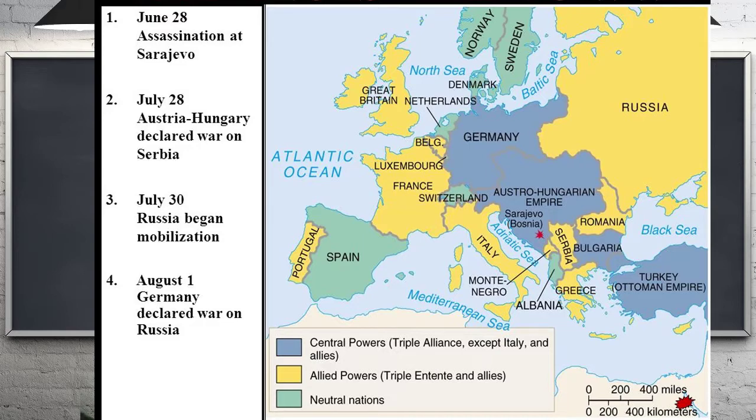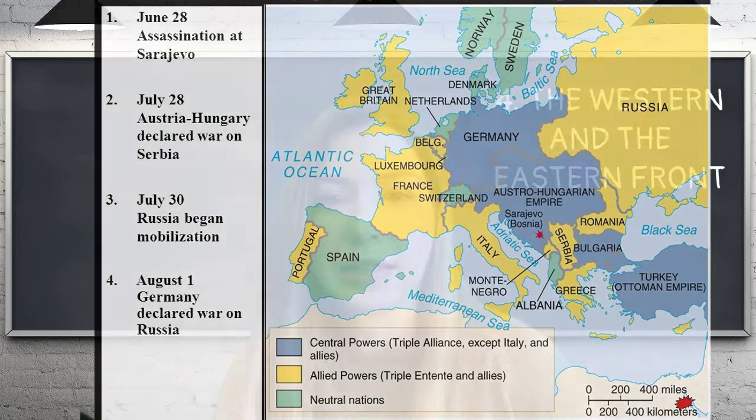Let's remember which were the countries that fought in World War I. The Central Powers were Germany, Austria, Bulgaria and the Ottoman Empire, while the Allies were France, Russia and Great Britain. In 1915, Italy joined the Allies, although it had been part of the Triple Alliance.